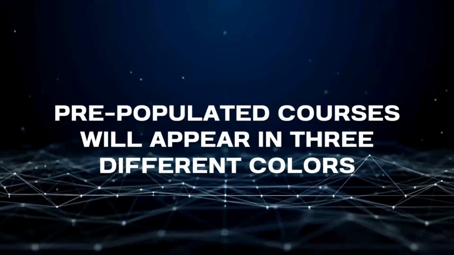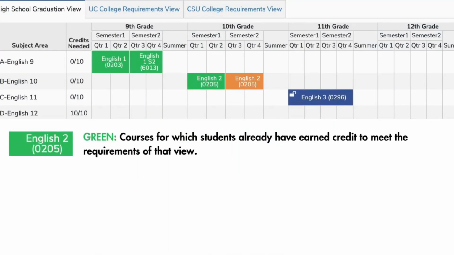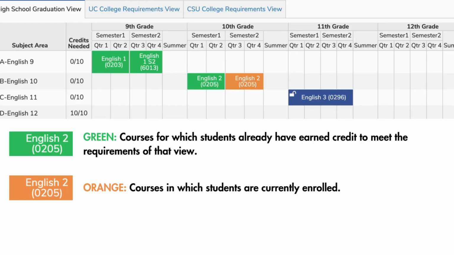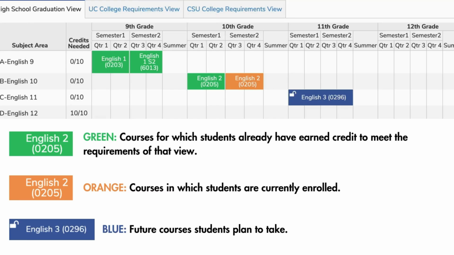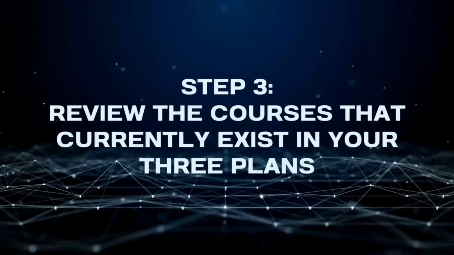Pre-populated courses will appear in 3 different colors: green, courses for which students already have earned credits to meet the requirements of that view; orange, courses in which students are currently enrolled; and blue, future courses students plan to take. Review the courses that currently exist in your 3 plans.